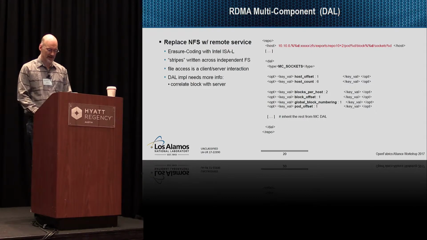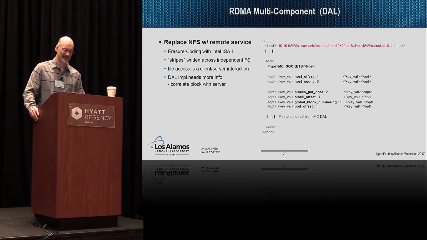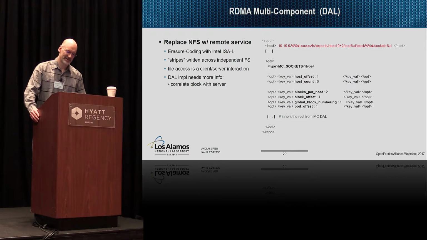So now we get to RDMA. This is sort of a very new thing I've been working on recently to replace NFS with a custom client server over RDMA. So the idea is we'll get rid of the NFS overhead. We'll have RDMA bandwidth. In this case, we don't care so much about latency. We're all about bandwidth. But we want that bandwidth. So everything else is pretty much the same.